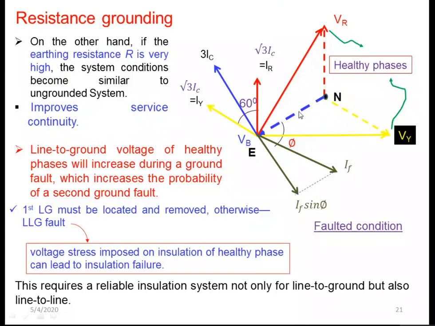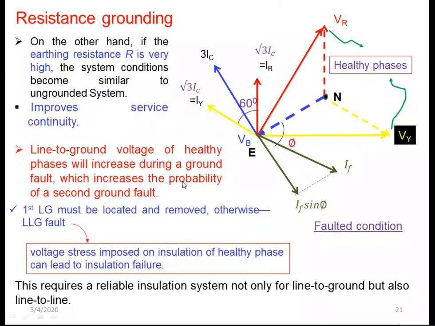So this can be referred to in the phasor diagram here. And as such, for the remaining healthy phases, this will become equivalent to the line voltage. And thus, the line to ground voltage of the healthy phases will increase. That means for the healthy phases, the voltage that will appear across the terminals will become the line quantity.